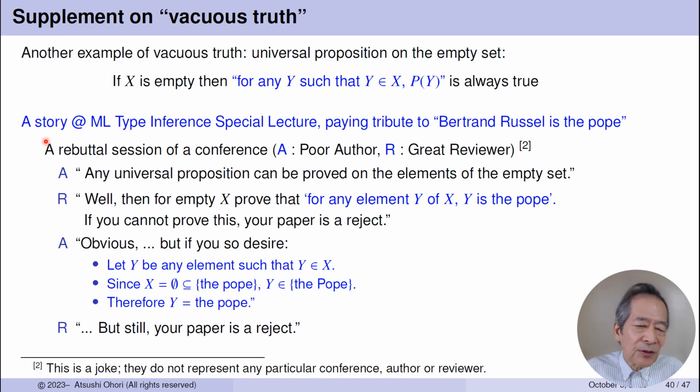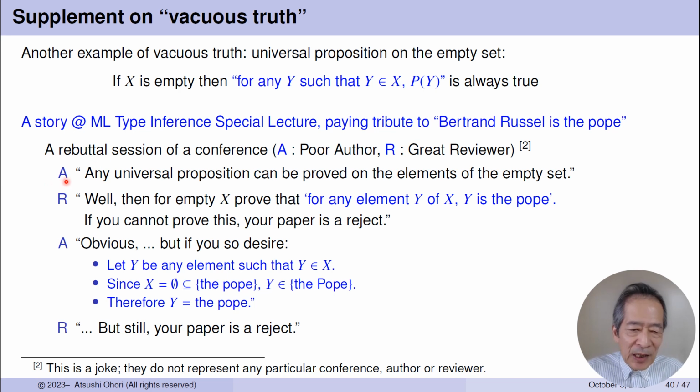The situation is the following: a rebuttal session at a conference. There are two persons, A, a poor author, and R, a great reviewer. I note that this is a joke, so they do not represent any particular conference, author or reviewer, right? So let's go back to this situation. A rebuttal session.